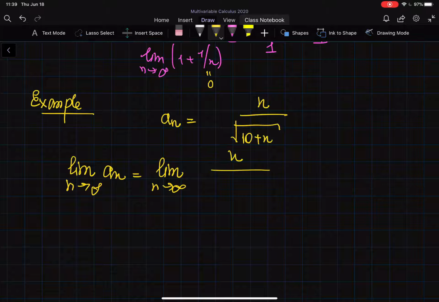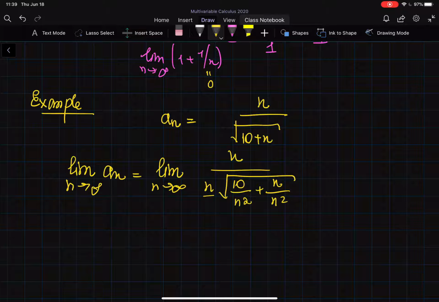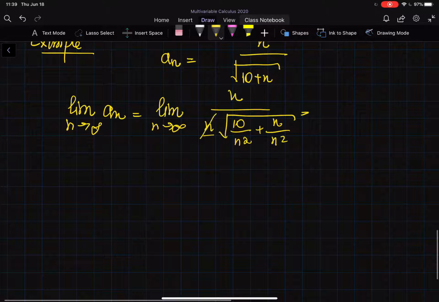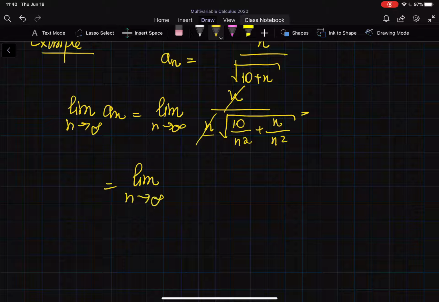If you would like to take the n out of the square root, what you need to do is divide everything inside the square root by n squared. So it's going to be 10 divided by n squared plus n divided by n squared, right? So that whenever n goes inside the square root, you're going to have pretty much the same term as in the beginning. Now we can just cancel out this n with this one, and what we're going to have here is the limit as n goes to infinity of 1 over the square root of 10 over n squared plus 1 over n.